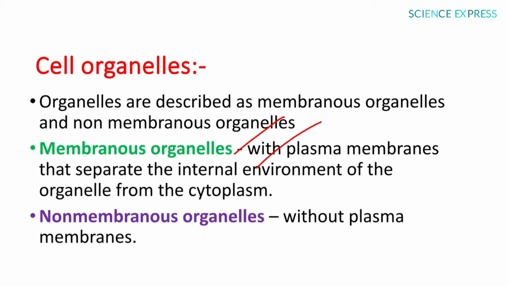Clear? Cell organelles are divided into two major parts. One is membranous cell organelles and another one is non-membranous cell organelles. Membranous cell organelles include a plasma membrane that separates the internal environment of the organelle from the cytoplasm. And in the case of non-membranous organelles, it is without a plasma membrane.